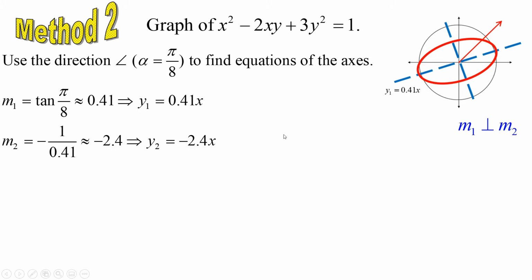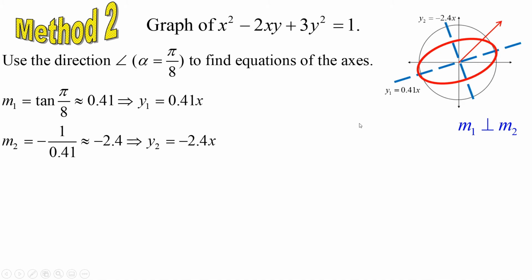Okay, great. Now, what are we going to do with those two equations? Well, now it would be really easy to substitute to find out where this ellipse intersects with both the major axis and the minor axis. That would give me this quadrant 1 point right there, this quadrant 2 point, this quadrant 3 point, and this quadrant 4 point.